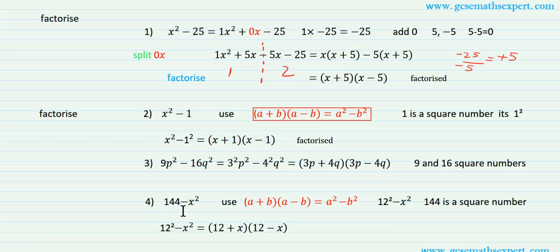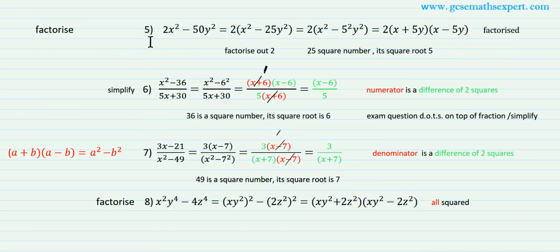Question 4. 144 minus x squared. So we use again the difference of two squares, yeah? Now this 144 is actually a square number. Its square root is 12. So you write it, instead of like this, you write like this. So 12 squared minus x squared, yeah? So you carry this here. Now that is equal to, this is the difference of two squares, yeah? Like this. So you put it in this form. So that will be 12 plus x times 12 minus x. So it's factorized.